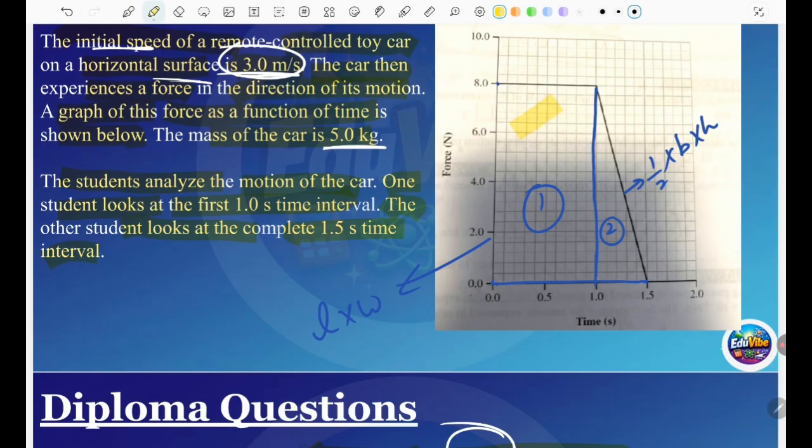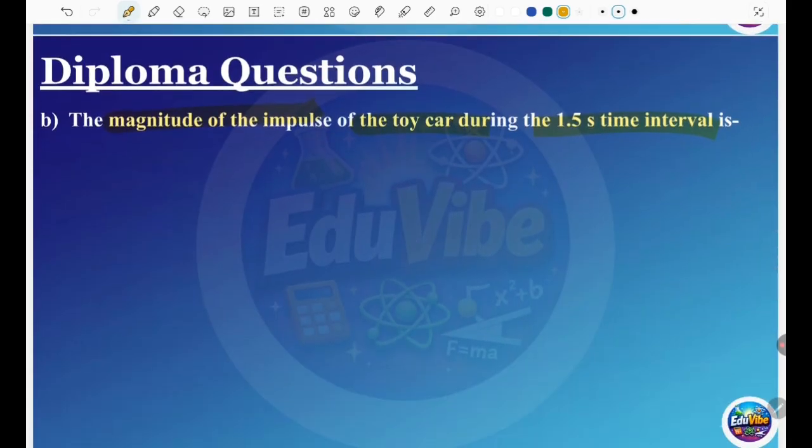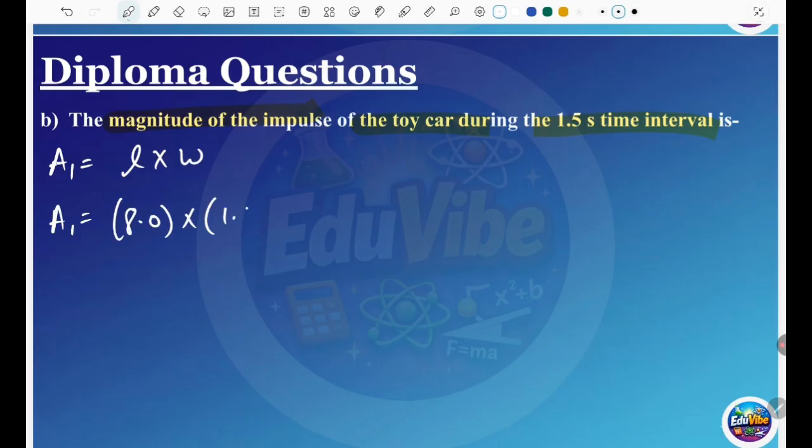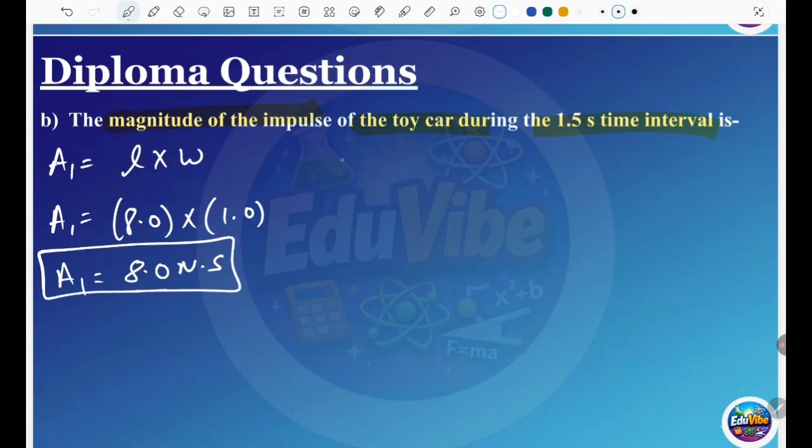For the first one, the rectangle, the length is from 0.0 to 8.0, so 8.0, and for the width we go from 0.0 to 1.0, so 1.0. Area 1 is length times width: 8.0 multiplied by 1.0, so we get an area of 8.0 newton seconds. This is for area 1.